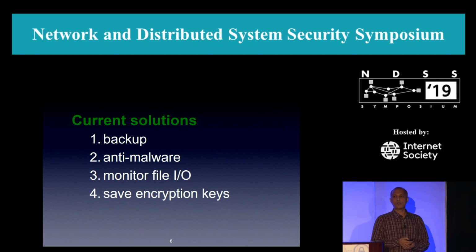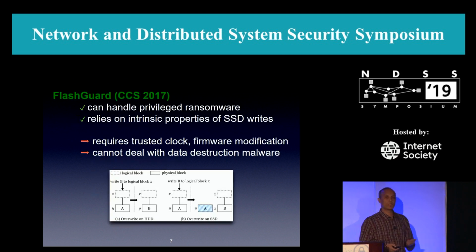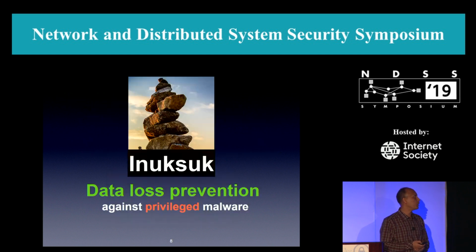One common problem for all these solutions is that they all rely on the trustworthiness of your operating system, which may not be very realistic currently. If you get infected by a rootkit ransomware, then all bets are off. There is a very interesting solution that was proposed in CCS 2017 called FlashGuard, and they rely on intrinsic write properties of SSDs to create some implicit backup of your data, and they can also handle privileged ransomware. But they require you to modify the firmware of your disk, and they cannot handle data destruction or wiper malware that I mentioned before. And that's where we come in.